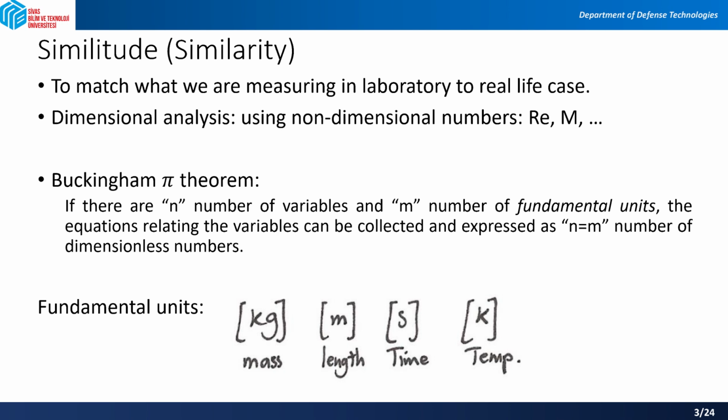So what was this Buckingham pi theorem? Actually, it said that if there are n number of variables and m number of fundamental units, the equations relating these variables can be collected and expressed as n minus m number of dimensionless numbers. So this is not n equal to m, this is n minus m. Let me write it here. It is n minus m, not n equal m.